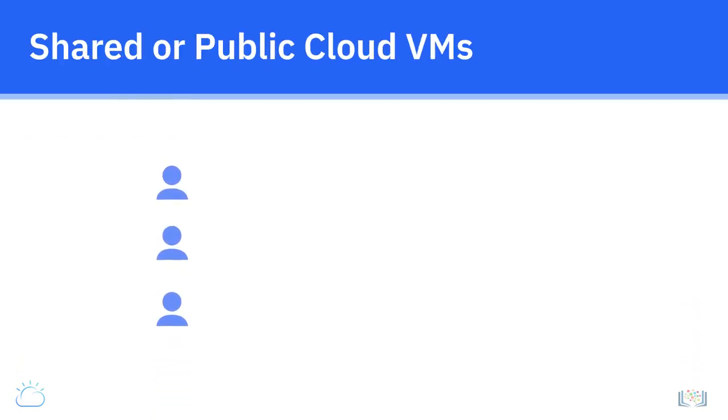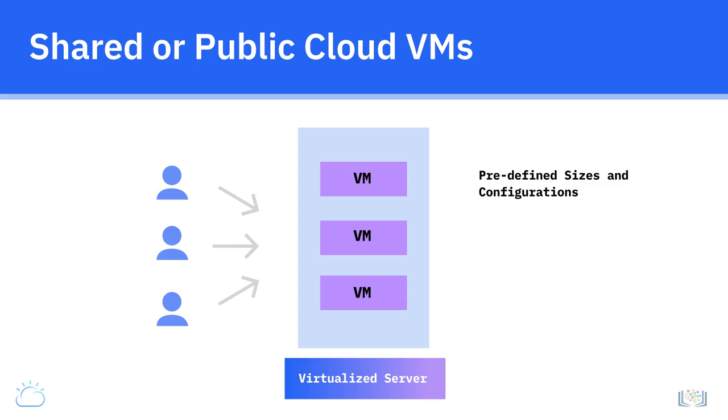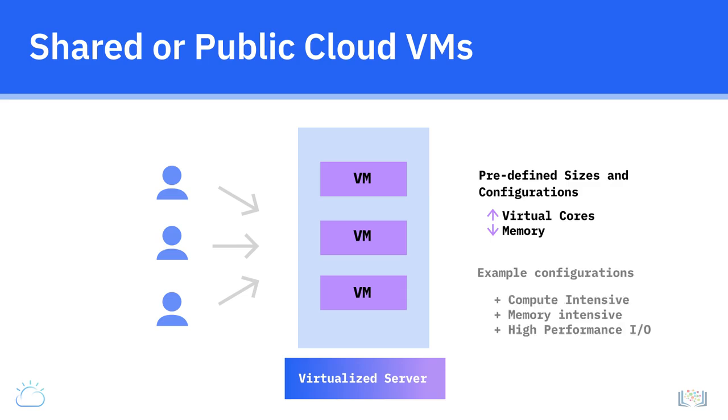Shared or public cloud VMs are provider-managed multi-tenant deployments that can be provisioned on demand with predefined sizes. Being multi-tenant means that the underlying physical server is virtualized and is shared across other tenants or users. To satisfy different workloads, cloud providers offer predefined sizes and configurations ranging from a single virtual core and a small amount of RAM to multiple virtual cores and much larger amounts of RAM. For example, there can be configurations for compute-intensive workloads, memory-intensive workloads, or high-performance I/O.